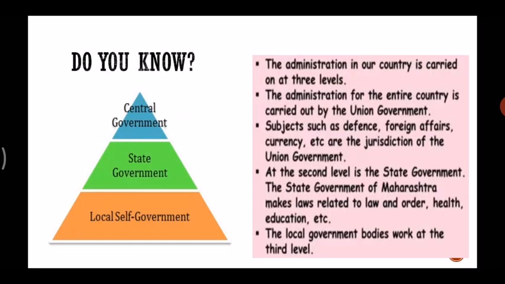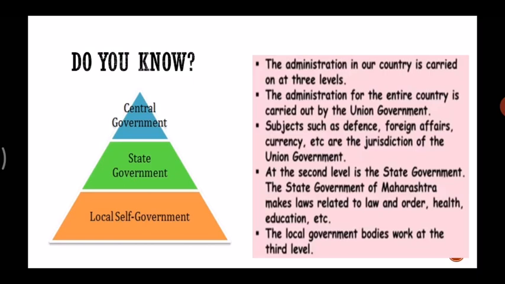Let's move forward. Our country is administered at three levels. You can see over there the pyramid. That is the union government or the central government. Union government is also called the central government at Delhi. Then is the state government. Every state has the government of its own. And the last one is local government.